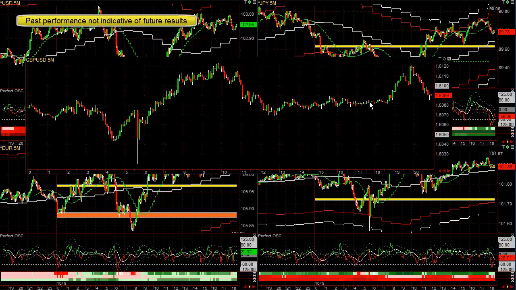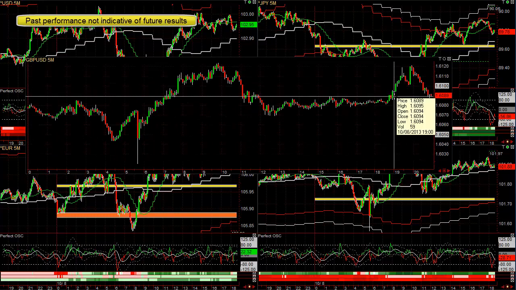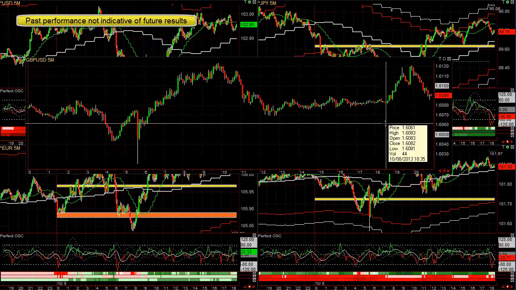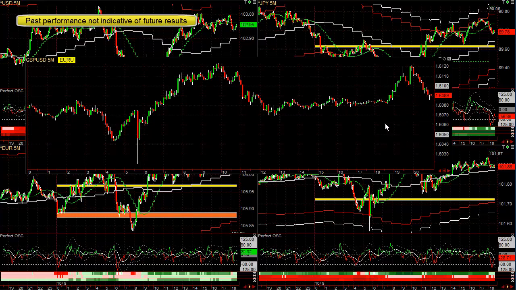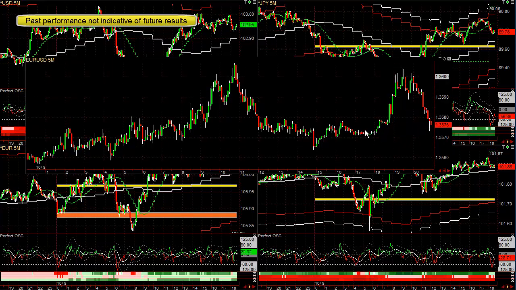And as you can see, this one's kind of going sideways. It breaks out and goes up 10, 20, 30 pips. The euro dollar probably did something very similar. 7 o'clock, you're looking for a breakout. It broke out a little bit sooner than the other one did.